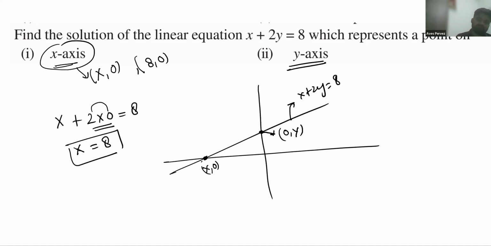Are you copying? Yes, sir. You got it? On the x-axis, y is 0. So put y as 0 in the equation. You will get whatever the value of x is, write it in place of x in the coordinate, and then y is 0, because you know on the x-axis y is 0. Done?